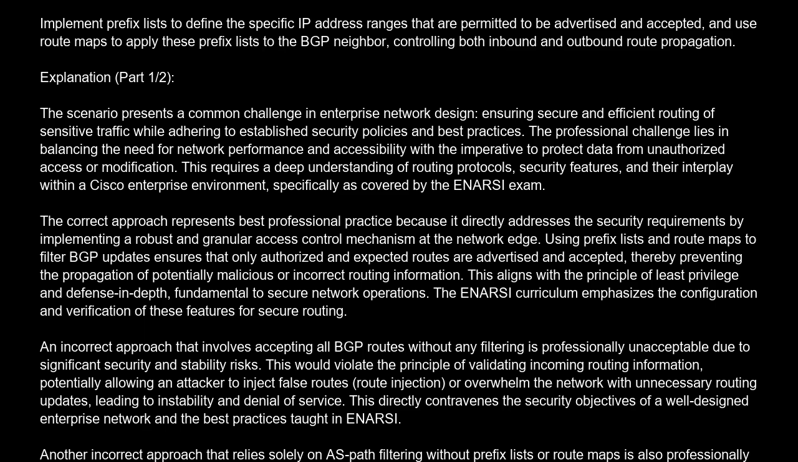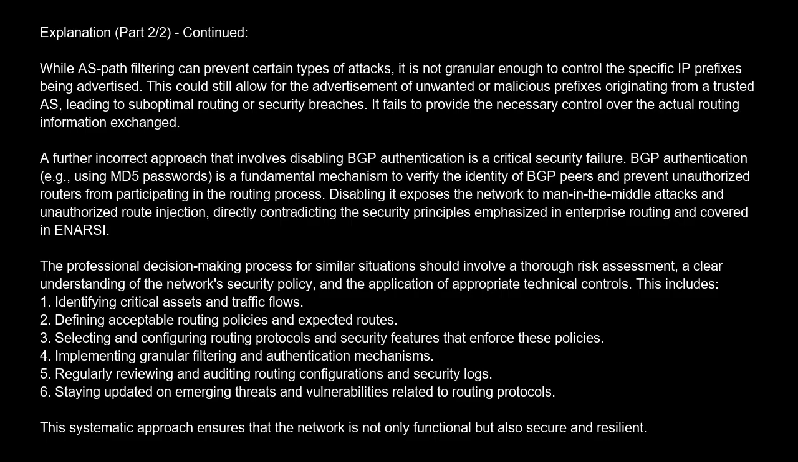Another incorrect approach that relies solely on AS-path filtering without prefix lists or route maps is also professionally deficient. While AS-path filtering can prevent certain types of attacks, it is not granular enough to control the specific IP prefixes being advertised. This could still allow for the advertisement of unwanted or malicious prefixes originating from a trusted AS, leading to suboptimal routing or security breaches. It fails to provide the necessary control over the actual routing information exchanged.